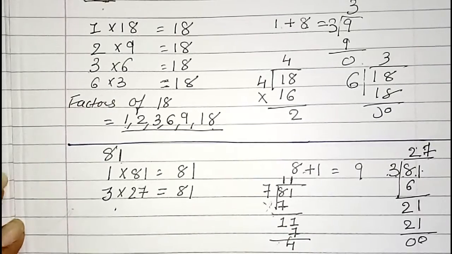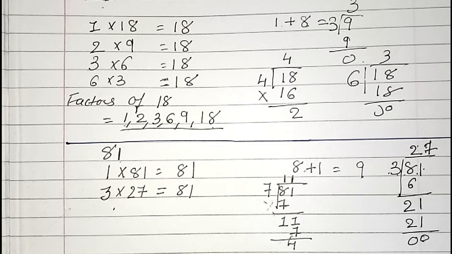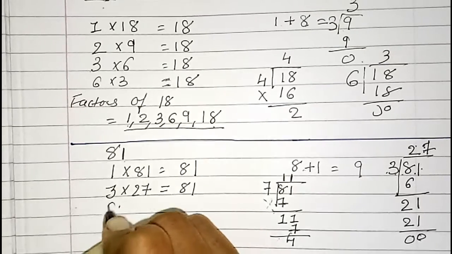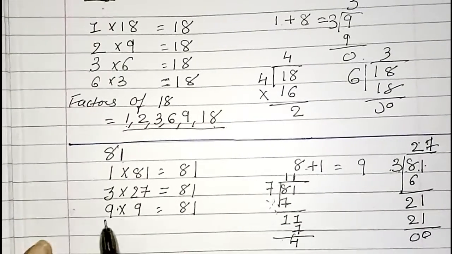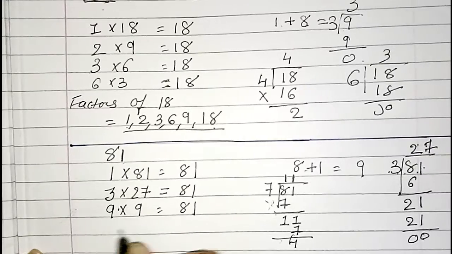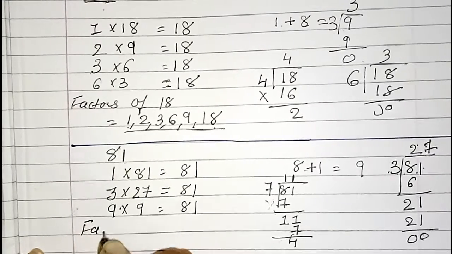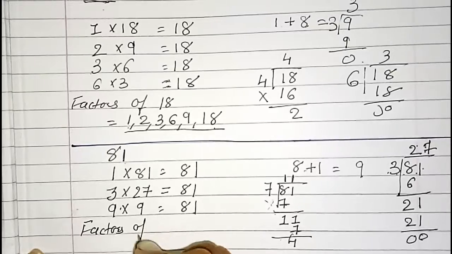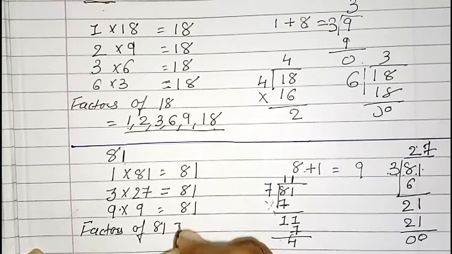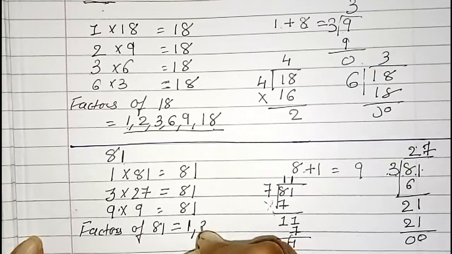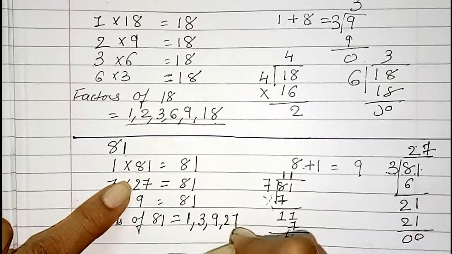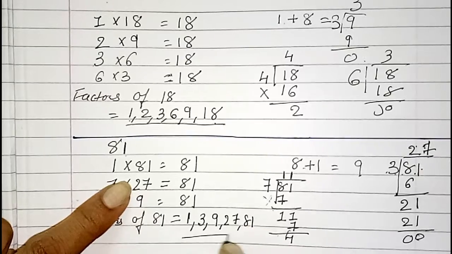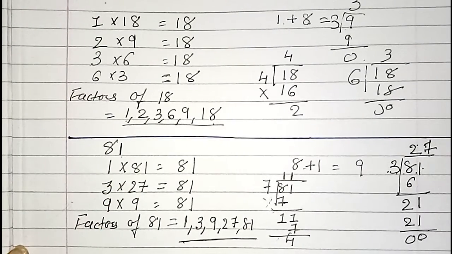8 is possible? No, it is not an even number. So check 9. Yes, when does 9 divide? 9 9s are 81. Same number repeated. So we will stop and we will write here factors of 81 are 1, 3, 9, 27 and 81. These are the factors of 81.